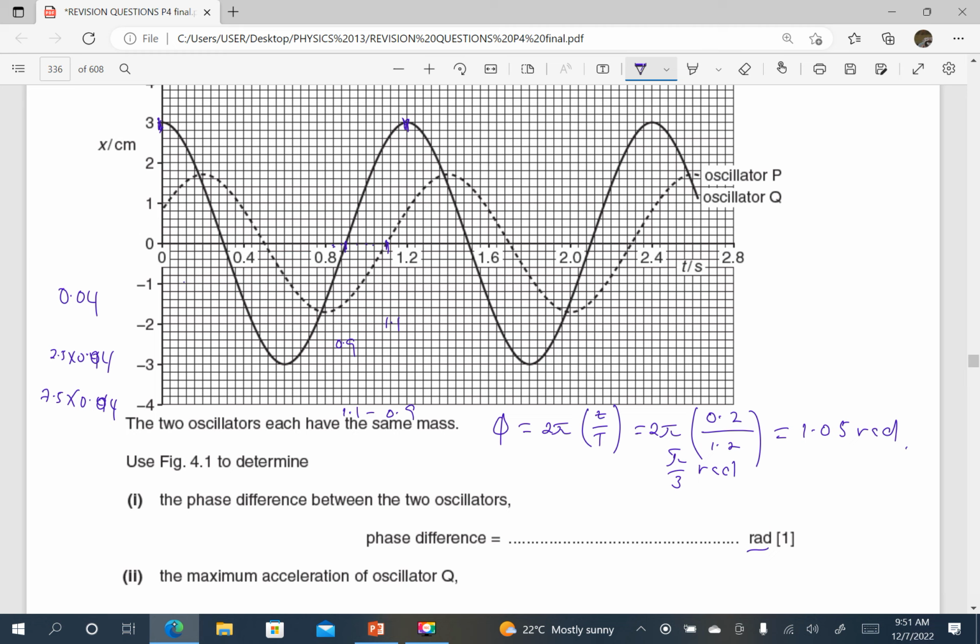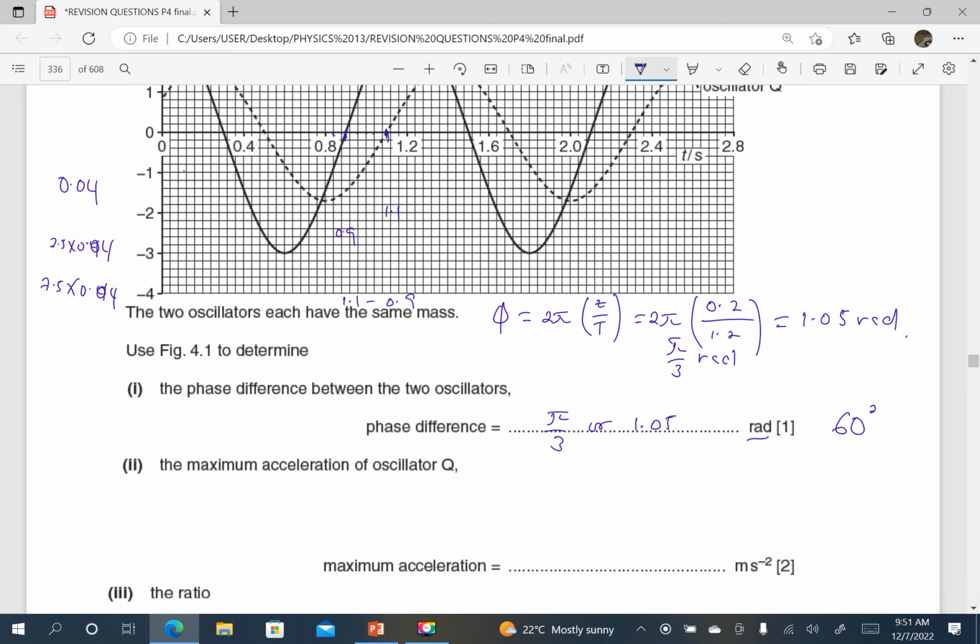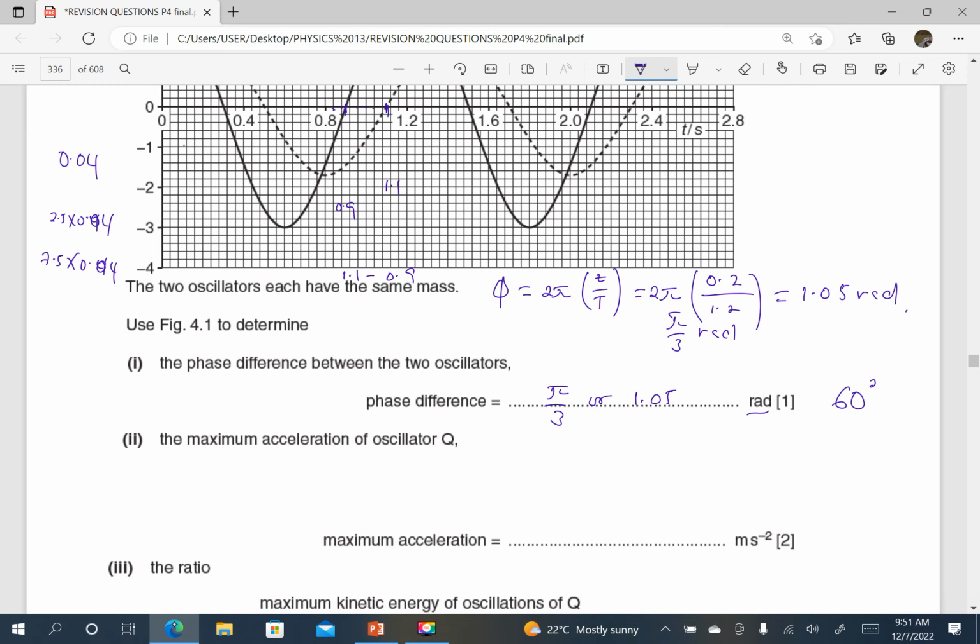So the answer here can be pi over 3 in radians or 1.05 in radians. Of course, in angles, pi over 3 is 180 divided by 3. It could be 60 degrees. That is the phase angle. Okay, that is the phase difference.